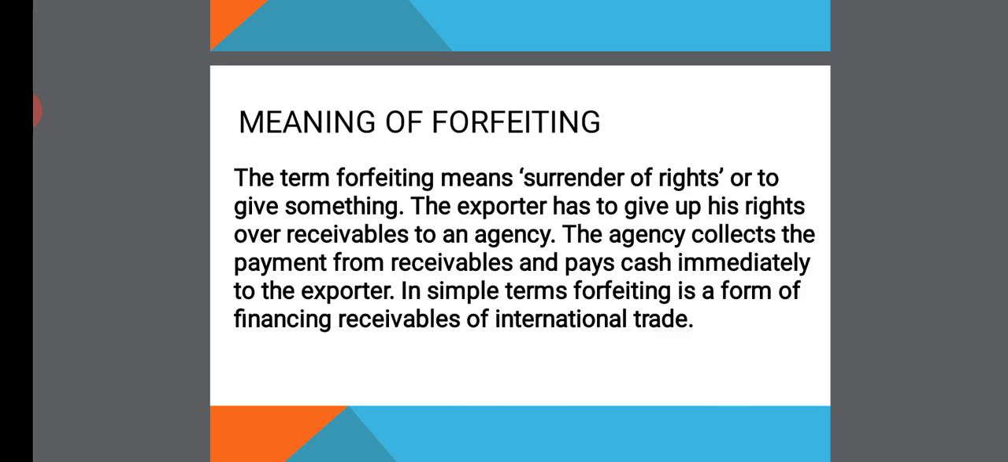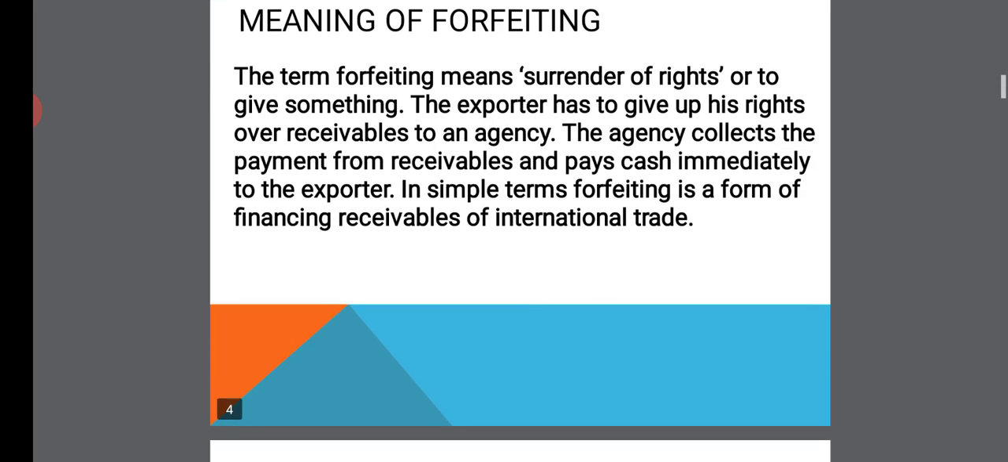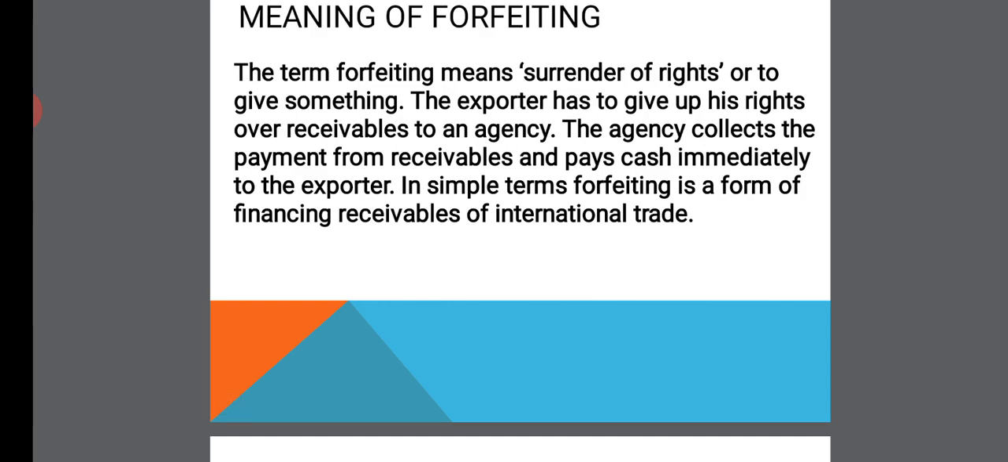Forfeiting means surrendering of the rights or to give something. The exporter gives up his rights over the receivables to an agency. So this agency will collect the payments from the receivables and will pay the cash immediately to the exporter. So in simple terms, you can say that forfeiting is a form of financing receivables of international trade.